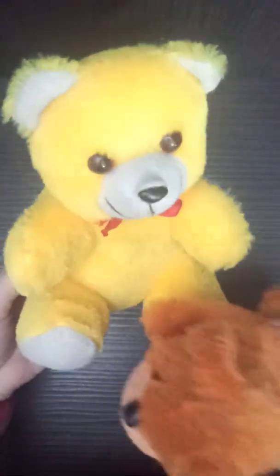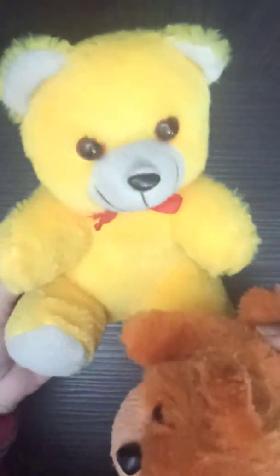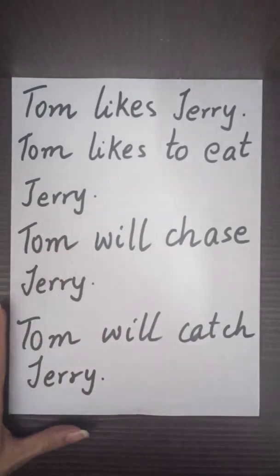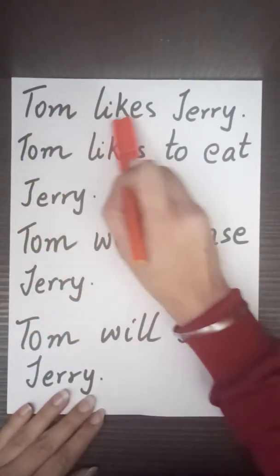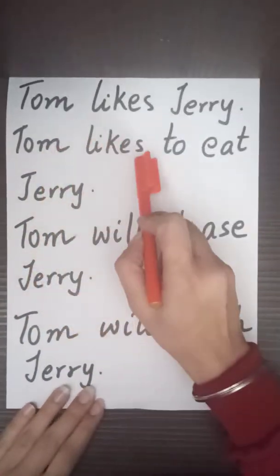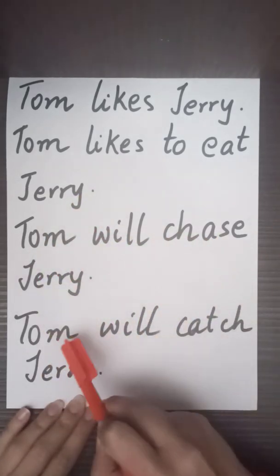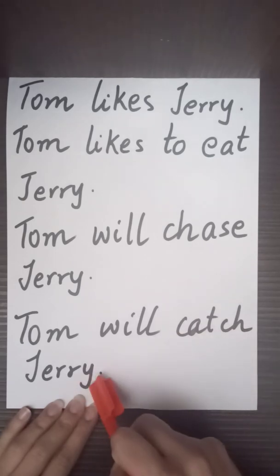Oh my god. But, Jerry, while I was listening to what you were saying, I felt that Tom doesn't know how to write properly. What? He doesn't know how to write properly. Yes, he doesn't know. What did he write? Can you show me? Yes, here it is. Tom wrote, Tom likes Jerry. Tom likes to eat Jerry. Tom will chase Jerry. Tom will catch Jerry.